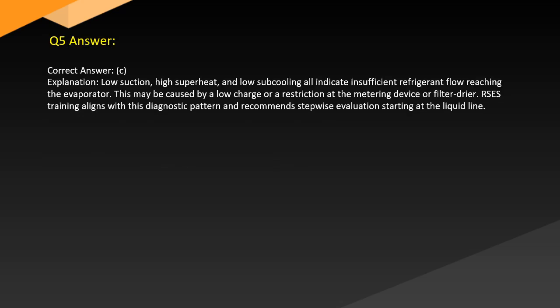Answer. Correct answer: C. Explanation. Low suction, high superheat, and low subcooling all indicate insufficient refrigerant flow reaching the evaporator. This may be caused by a low charge or a restriction at the metering device or filter drier. RSES training aligns with this diagnostic pattern and recommends stepwise evaluation starting at the liquid line.